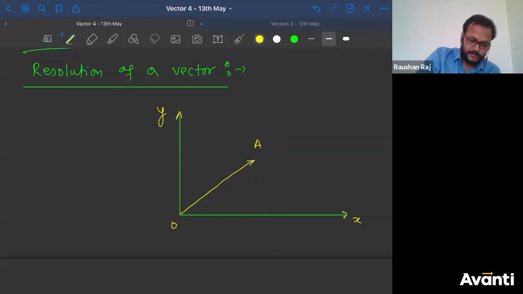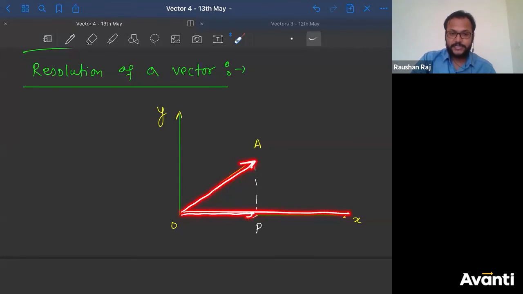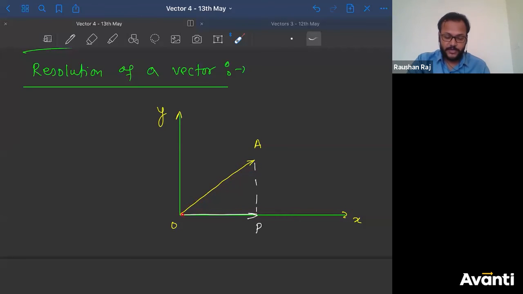If I draw it again, if I name this as, let's say, P. So I'll say OP is the component of OA. क्या बोल रहा हूं मैं? फिर से सुनना. OP is the component of OA along x direction. इसका मीनिंग ये है. So what is OP? OP is nothing but the component of OA along x direction. So effectively it has gone to OA direction. But what is the component of this displacement along x? So that is nothing but OP.